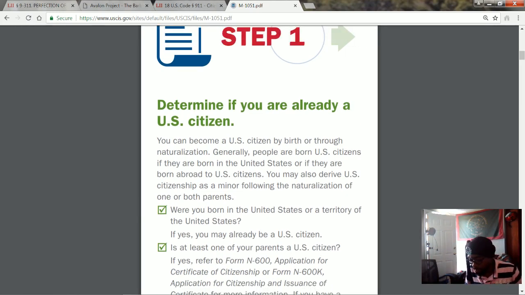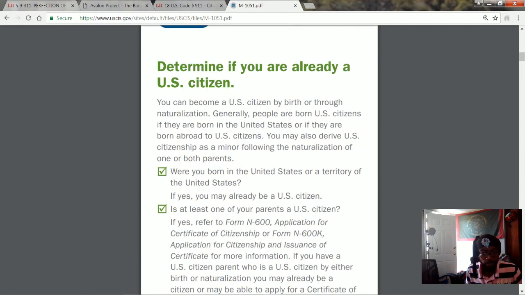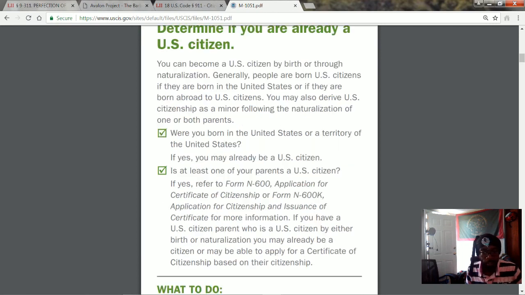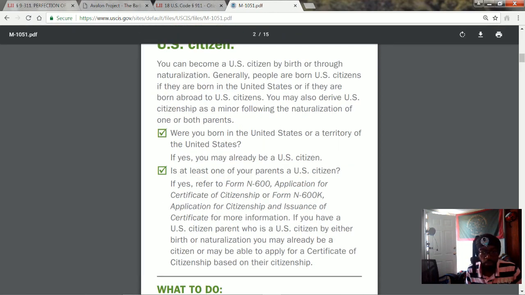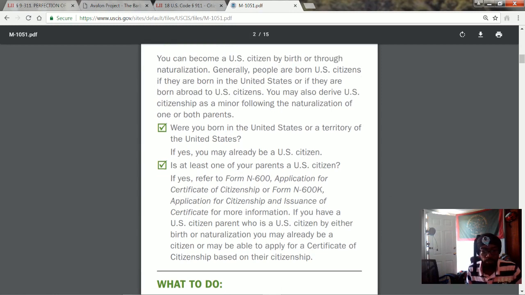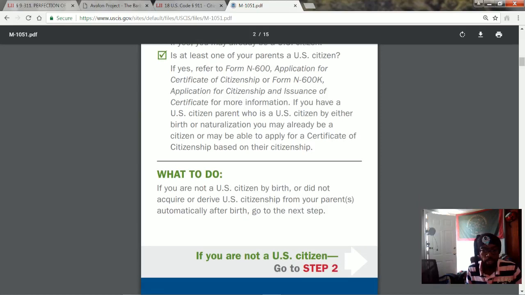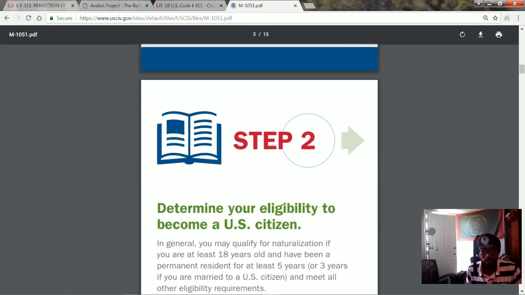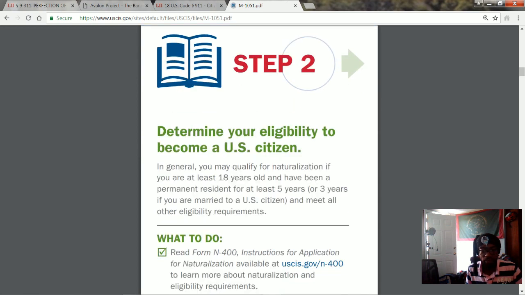I'm going to show y'all where this gets interesting. So if you continue to read, these are the forms, if at least one of your parents is a U.S. citizen, these are the forms you would fill out. And 600, y'all can go through that on your own time. What to do? If you are not a U.S. citizen by birth or did not acquire or derive U.S. citizenship from your parents automatically after birth, go to the next step. In general, you may qualify for naturalization if you are at least 18 years old and have been a permanent resident for at least 5 years or 3 years if you are married to a U.S. citizen and meet all other eligibility requirements.